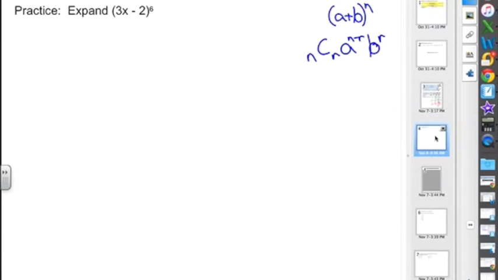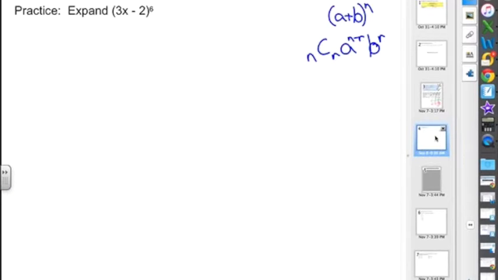All right, so let's try expanding one. We have 3x minus 2. We're going to raise this to the 6th power. And you'll notice, remember I told you if there's any part that you wanted to memorize, it would be this general term right here. N choose r times a to the n minus r times b to the r. You can use x's and y's if you want for a and b, either way.